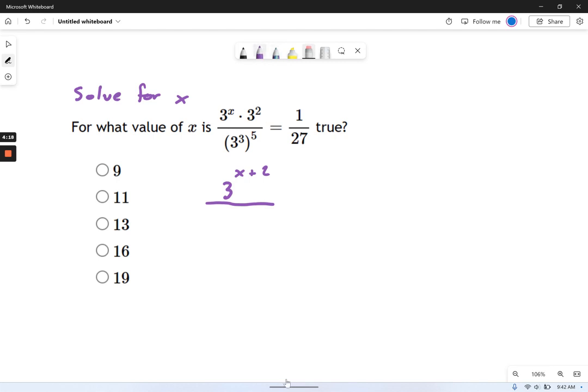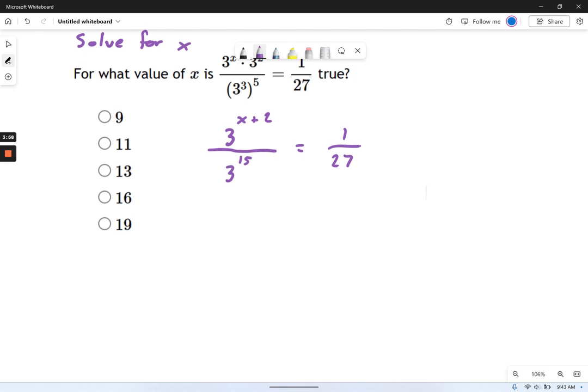Okay? Now let's look at the bottom one. We've got 3 to the 3, to the 5th. That's different. That's an exponent raised to an exponent. So this is going to become 3 to the 15. We multiply the 3 and the 5 together. And this is equal to 1 over 27.